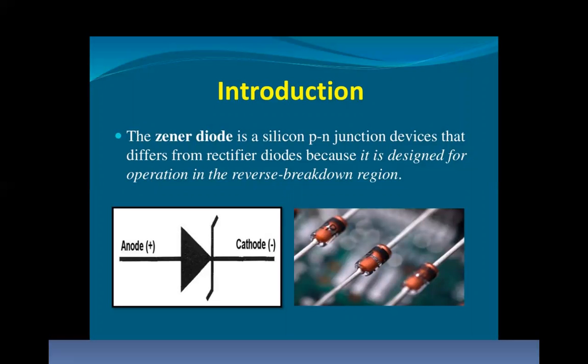So for voltage regulation, we use a Zener diode. How is the Zener diode made? The Zener diode is made with heavy doping. The difference between a PN diode and a Zener is how it is made, in the sense of doping. If you dope it heavily, then the Zener is formed.